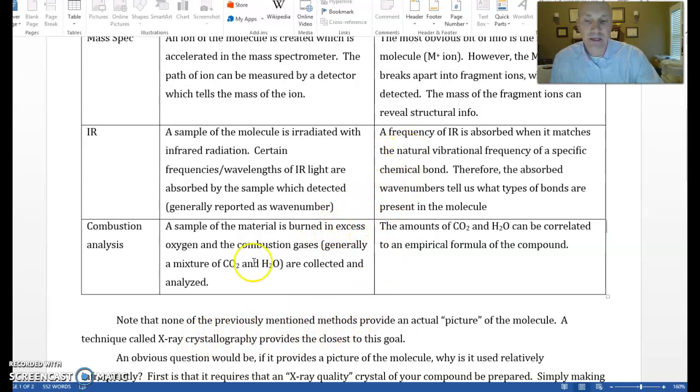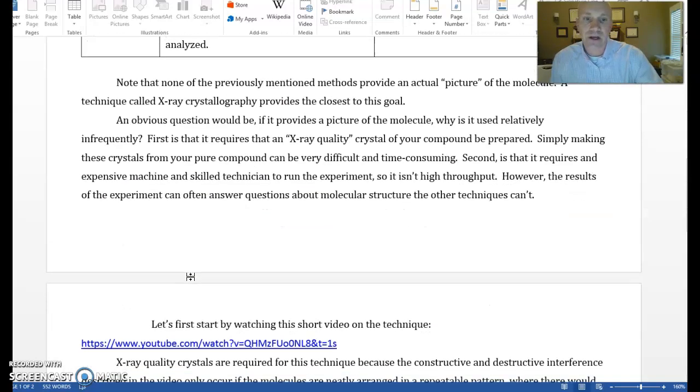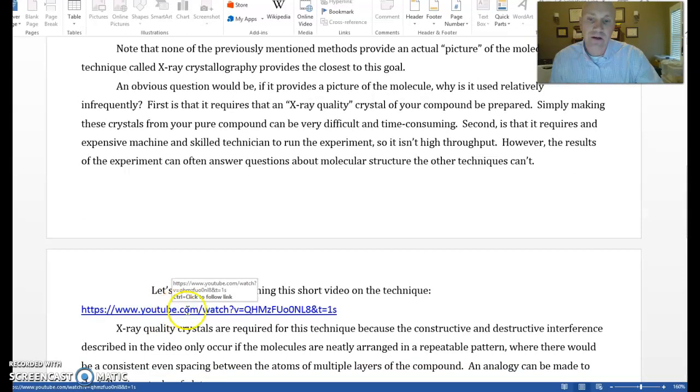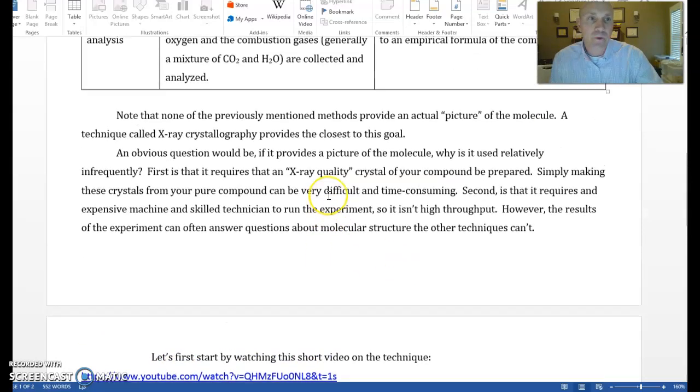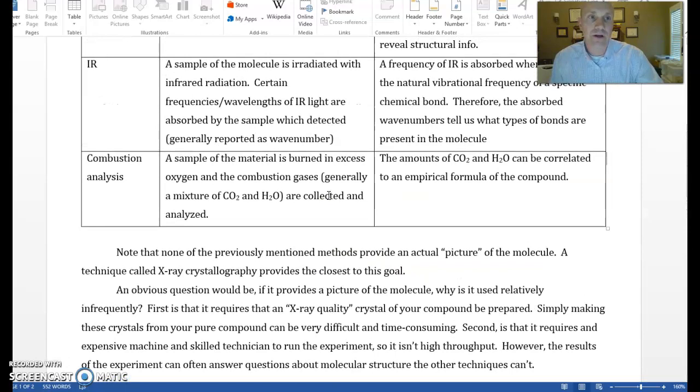All right, so I'm going to go ahead and have you guys pause this video right here and watch this introduction video that I've posted on the Canvas site. All right, here's a link to it right here, which gives a little overview of what X-ray crystallography is and how it works. All right.